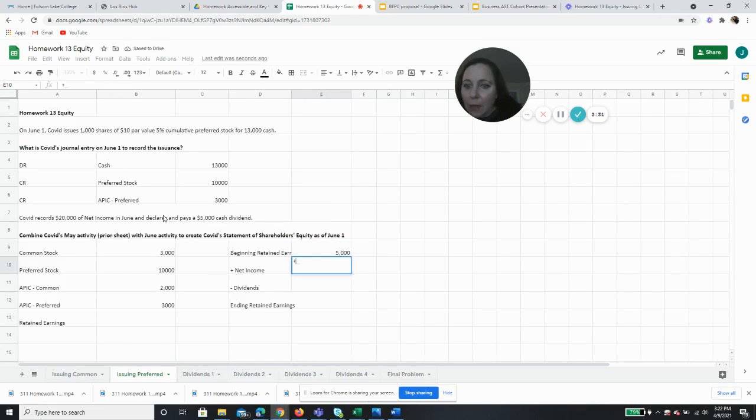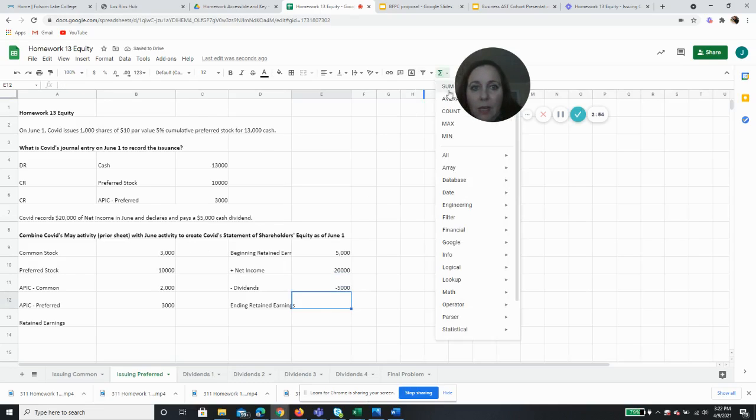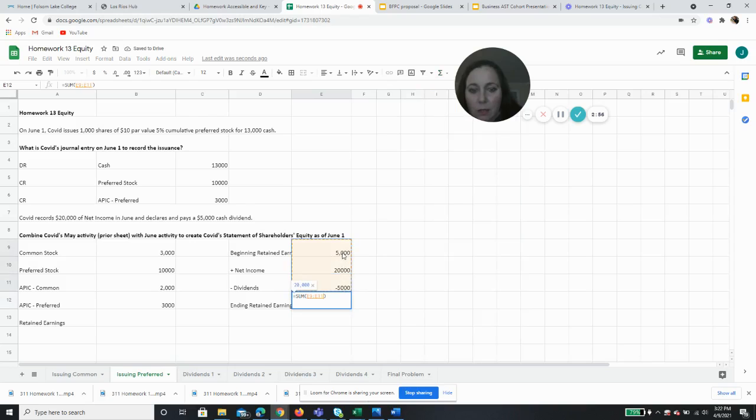Plus net income, and we had net income of $20,000, minus dividends, so we had dividends of 5,000. And so I got an extra zero there. So our ending retained earnings is going to be 20,000.